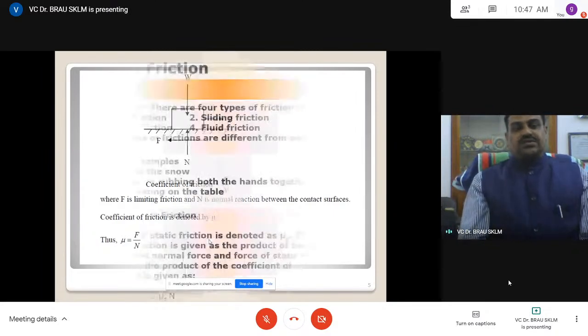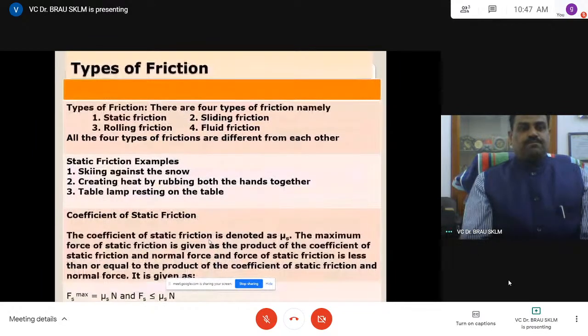What are the types of friction now? There are four types of friction, which I already mentioned: static friction, sliding friction, rolling friction, and fluid friction. This is a standard classification. All four are of different nature, and there is a lot of difference between each one. Static friction I already mentioned, it is almost in the static condition.